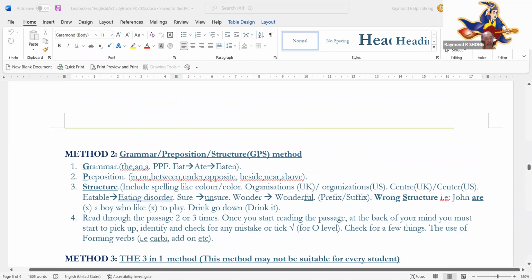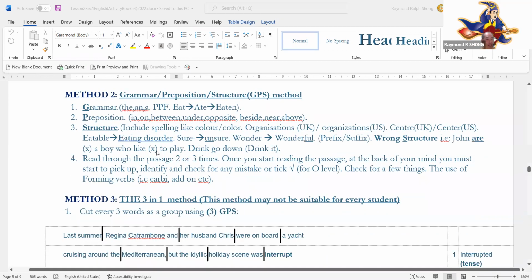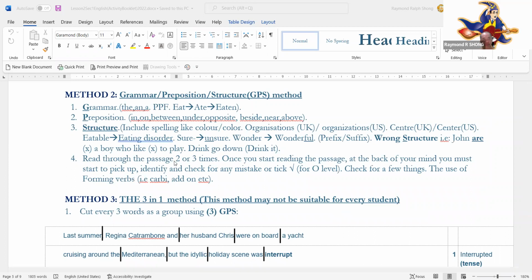So, editing. Pay attention, Qingye and all of you. Editing, we are talking about using GPS. Whether you're looking at Compo or Compre or whatever it is, you need to know, first of all, grammar. What does PPF stand for? It stands for past, present, and future tense. Like this is already written for you: eat, ate, and eaten. Now, prepositions are very important in any editing.